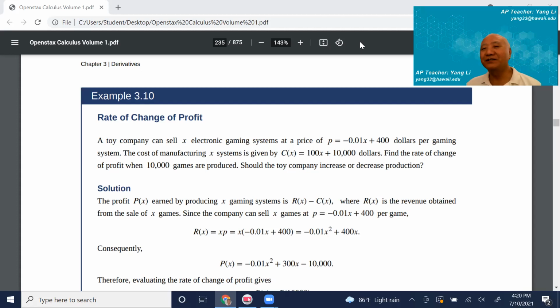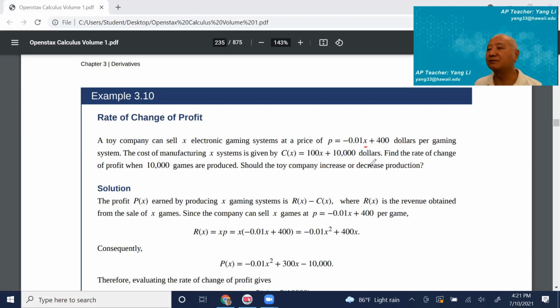And today we're going to continue with example 3.10, the rate of change of the profit. They told you that the toy company can produce... the price is what the toy, right? The toy price is what? P equals negative 0.01x plus $400. So this price is the function of the number of toys produced. Be careful of that, okay?